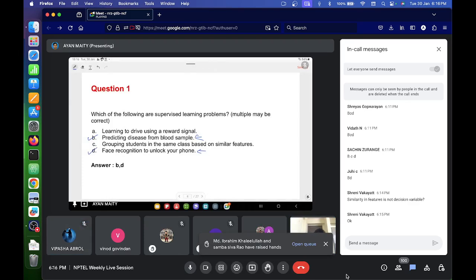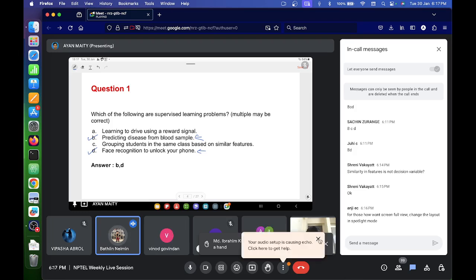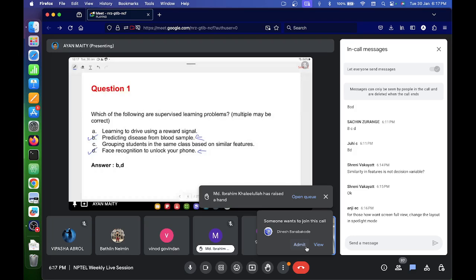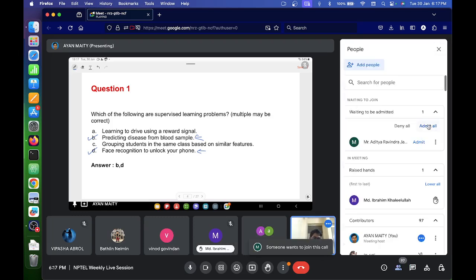Sir, otherwise we can say the output with respect to input is called supervised learning. Is it correct, sir? Yeah, if there is a specific output variable that your model is predicting, in that case the problem is a supervised learning problem. Here you are predicting disease, and in case of option D, you are predicting yes or no, that is whether it is your face or not. So there is a specific variable that your model is predicting, but in case of unsupervised, your model is not predicting any specific decision variable, it is just grouping the objects. Oh, thank you, sir.